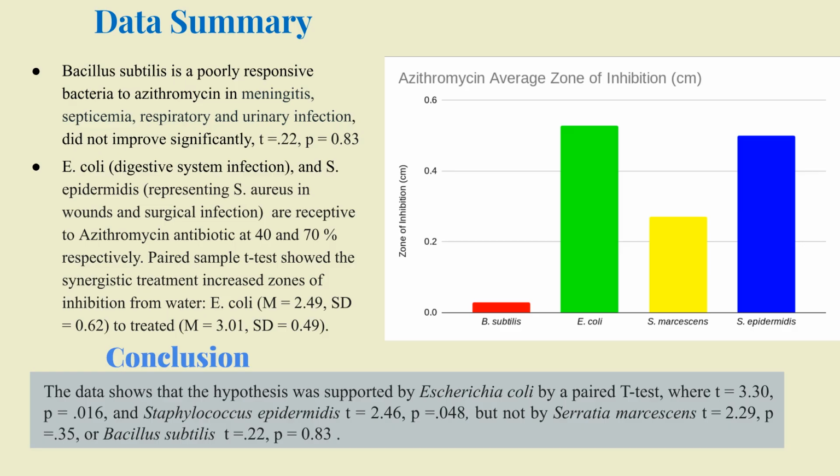The graph on this slide subtracts mean untreated values from mean treated values, where the data shows that the hypothesis was supported by Escherichia coli by a paired t-test where the t is 3.30 and the p is 0.016, and also by Staphylococcus epidermidis where the t-value is 2.46 and the p is 0.048, but not by Serratia marcescens with a p of 0.35 or by Bacillus subtilis with a p of 0.83.